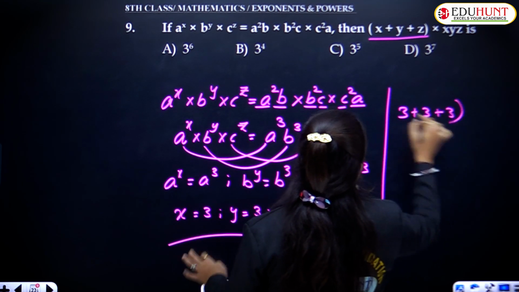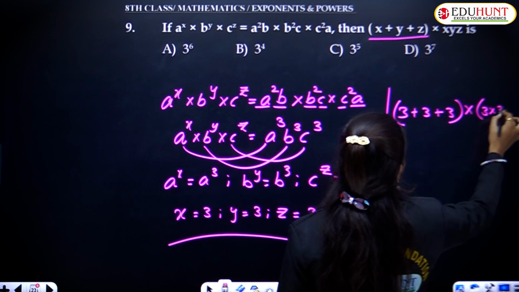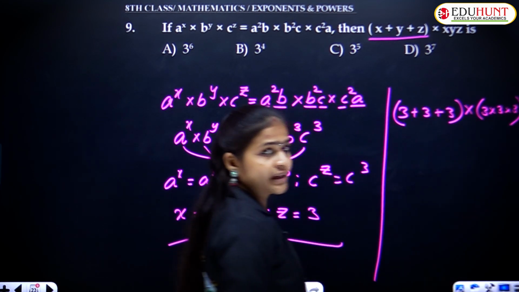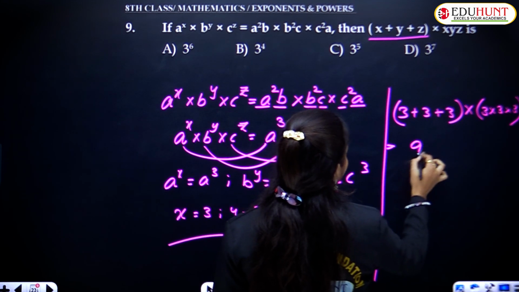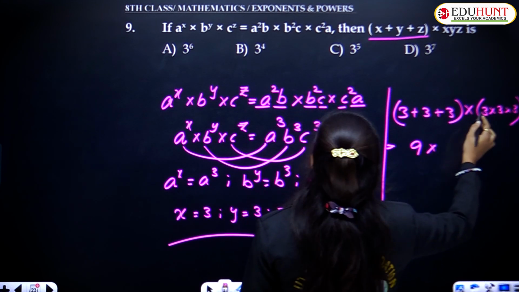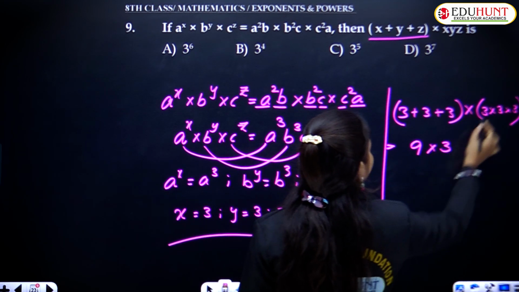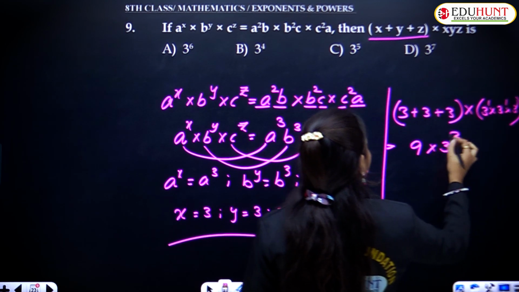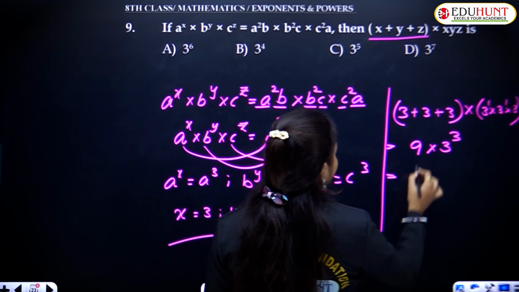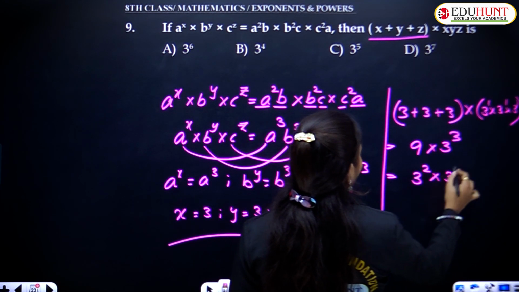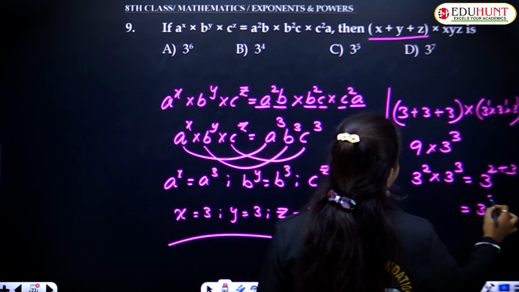So x plus y plus z, all values are 3 only, no? So 3 plus 3 plus 3 into x y z, so 3 into 3 into 3. Okay, so simplify this. 3 plus 3 is 6, 6 plus 3 is 9, into, all the powers have 3 only, no? So 3 power 1, 1, 1, so 3 cube. Understand? So we can write this as 3 square into 3 cube, which is equal to 3 power 2 plus 3, which is equal to 3 power 5.